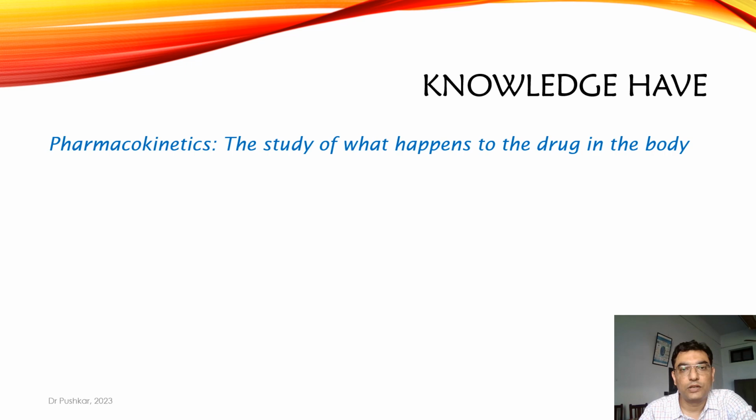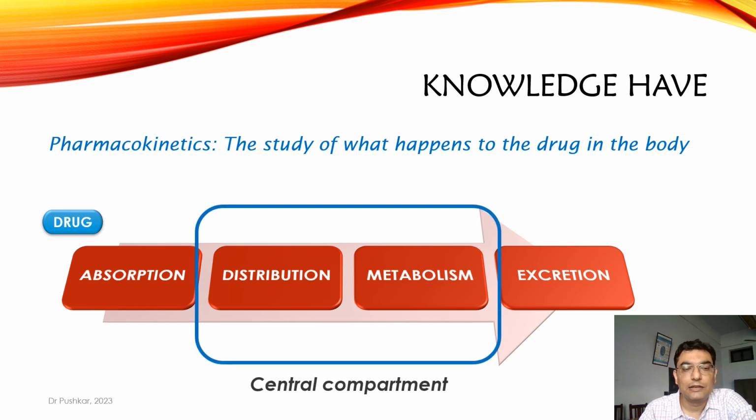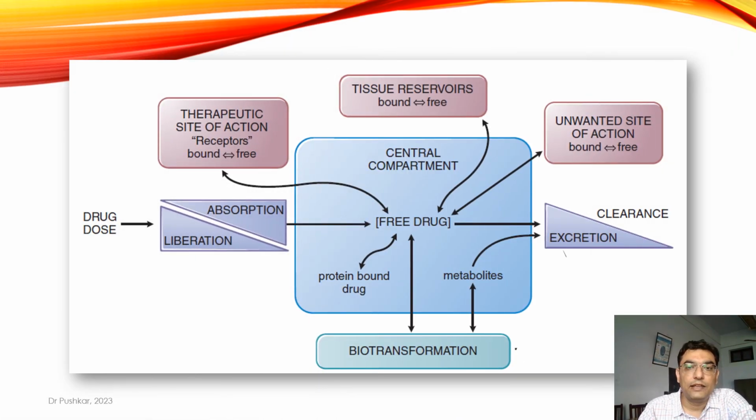So what knowledge do we have? We know that pharmacokinetics is the study of what happens to the drug in the body, and there are four principles of pharmacokinetics: ADME: absorption, distribution, metabolism, and excretion. After a drug is given, it is absorbed into the central compartment. First it is liberated in our gut, then absorption happens, and after absorption the drug is available in the central compartment as free drug.